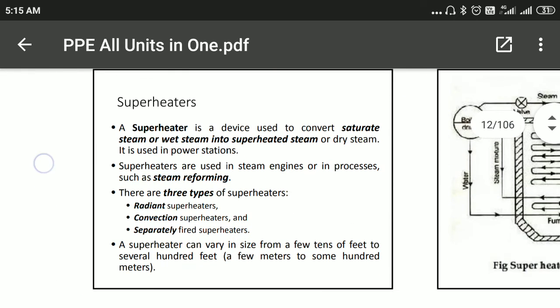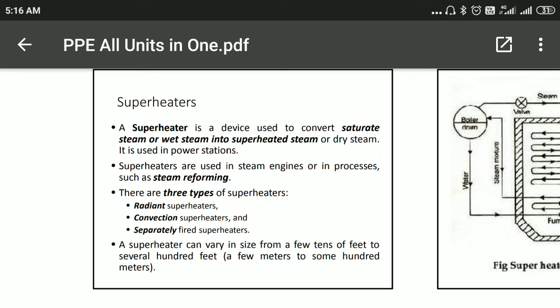The last one remaining in the accessories of the boiler is the superheater. The superheater is a device to convert saturated steam or wet steam, which is generated in the furnace of the boiler, into superheated steam or dry steam. It is used in power stations. Superheaters are used in steam engines or in processes such as steam reforming.